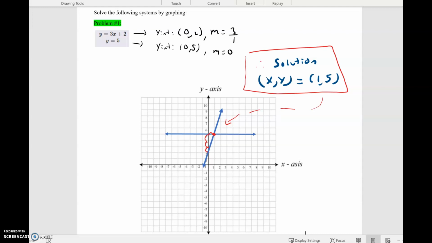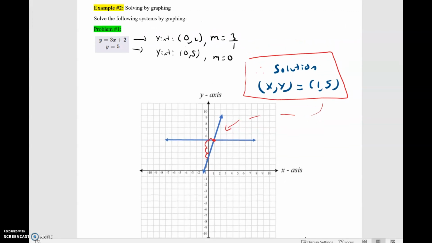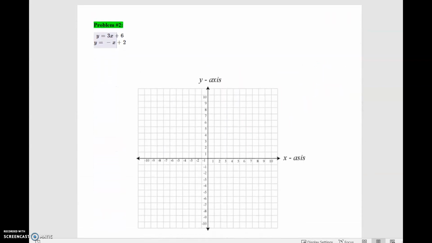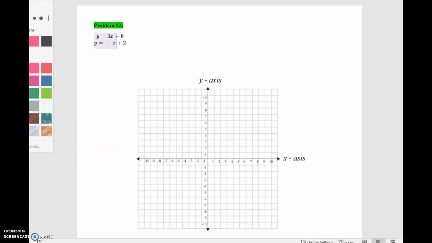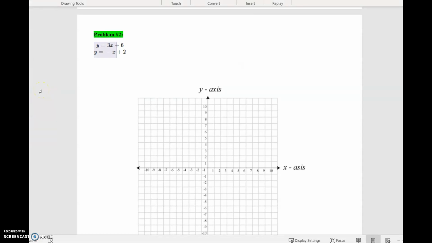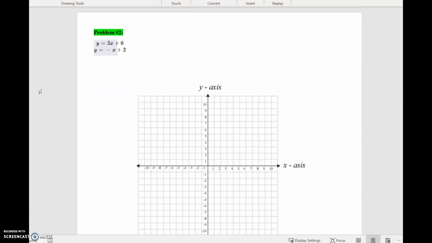So this method is great if we have technology. For most of the problems, we're going to just be doing sketches, so you may have to look at Desmos, especially if it's a messy decimal. Let's take a look at the second problem. In this case, let me write the important information on these ones.